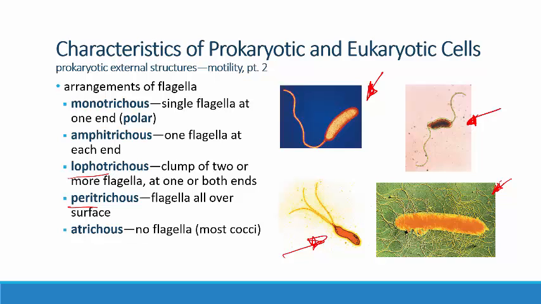And then it's possible to be atrichous, having no flagella whatsoever. And this is the condition that we see most cocci in, that of being atrichous. So no flagella at all. Okay, so lots of different ways that we can arrange these flagella.